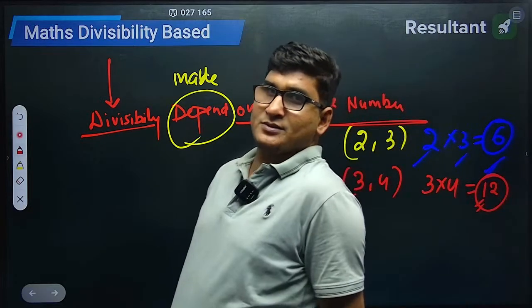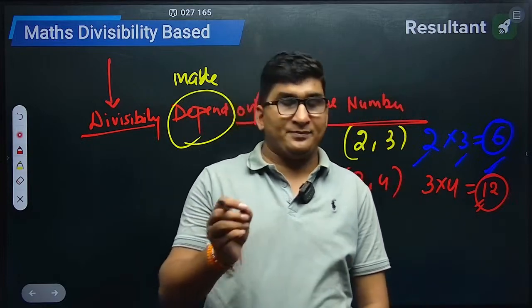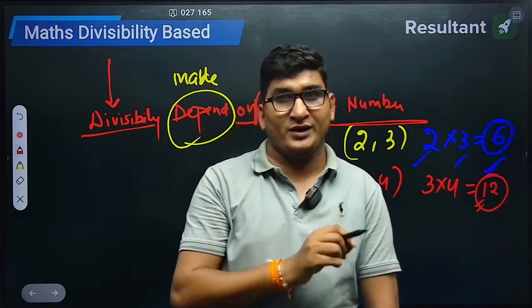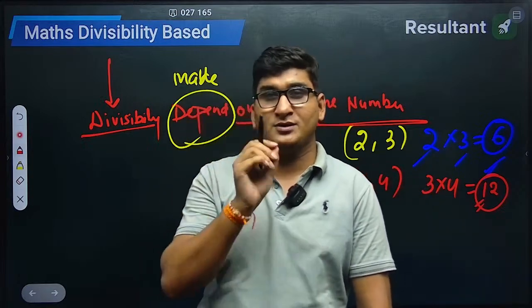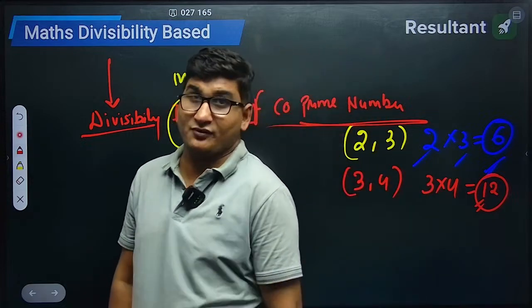There is no single perfect rule that you can see for 12. You have to check the divisibility of 3 and the divisibility of 4. If both divisibilities work together, then you can say the number will be divisible by 12.